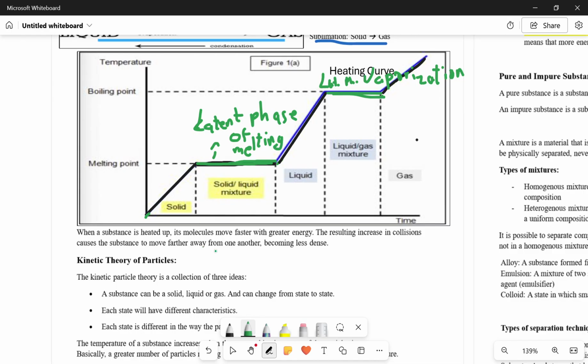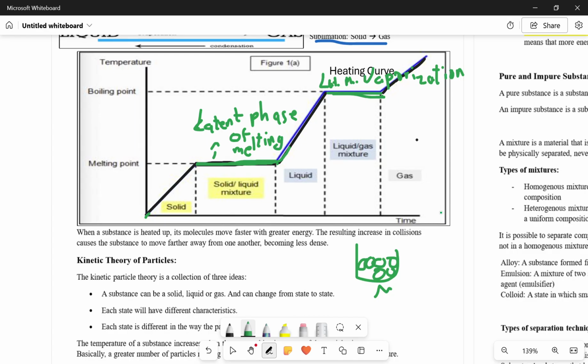Now when a substance is heated up, its molecules move faster with greater energy, and this results in collisions, causing the particles to move farther from one another, becoming less dense, and therefore changing their state. As explained in the last class, if you have a solid and you pass heat through it, the strong intermolecular forces which hold the particles of a solid together start breaking because you're supplying energy. It's an endothermic reaction. Since you're supplying energy, those bonds start breaking.